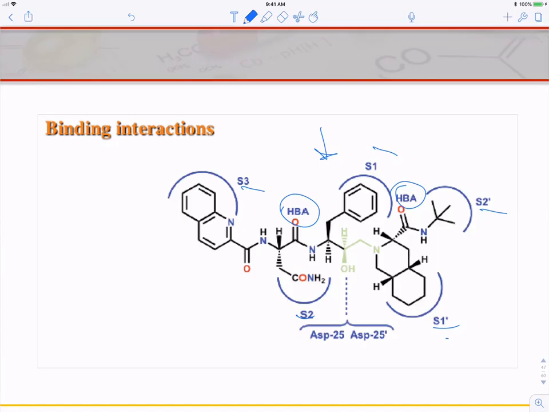So with that, we have an example of a rational discovery of protease inhibitors, and we'll see in the next video what else could be done and how we derived other potential drugs.